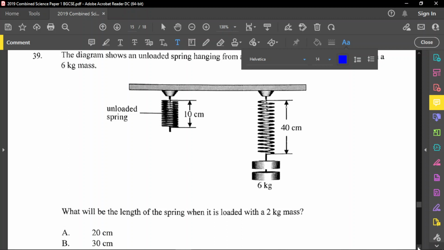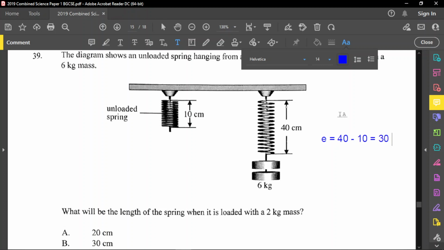So let's do some quick calculations to break this down for you to make you understand this thing. First and foremost, the spring with nothing is 10 centimeters, right? The spring with the 6 kilograms is 40 centimeters. So the true extension of this spring when 6 kg is added to it is equal to 40 minus 10, and that's going to equal 30 centimeters.